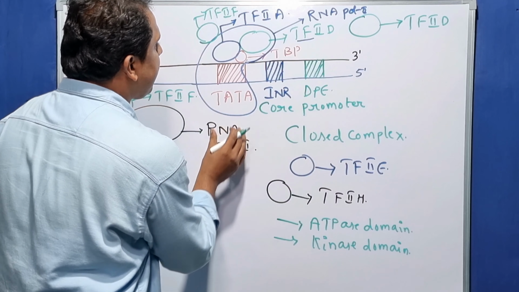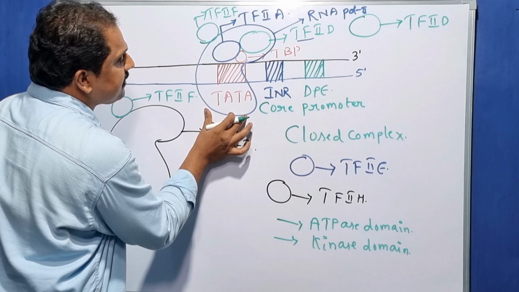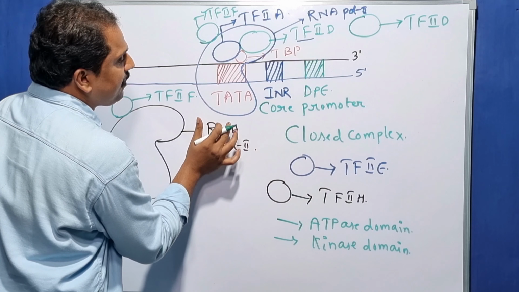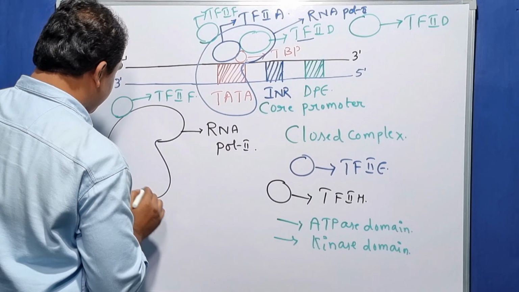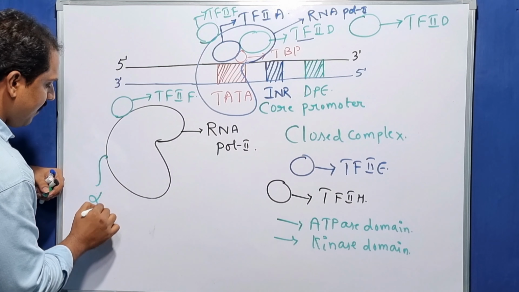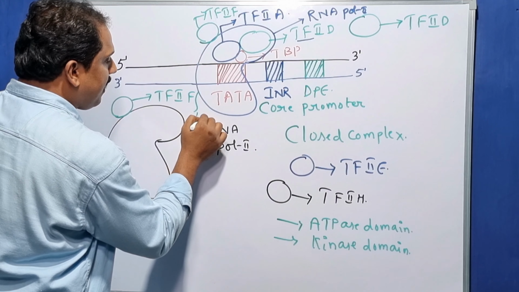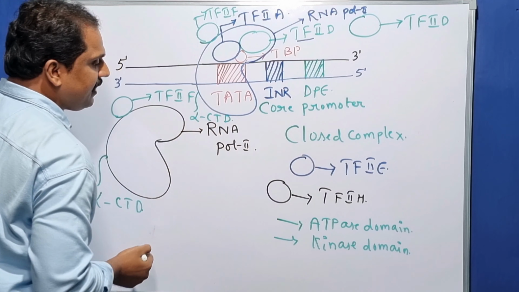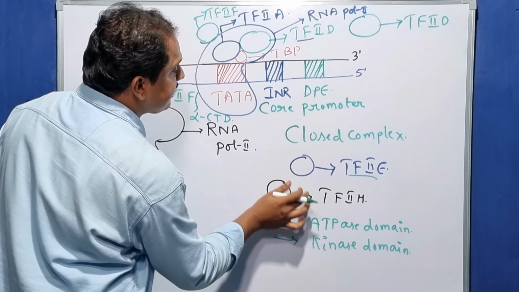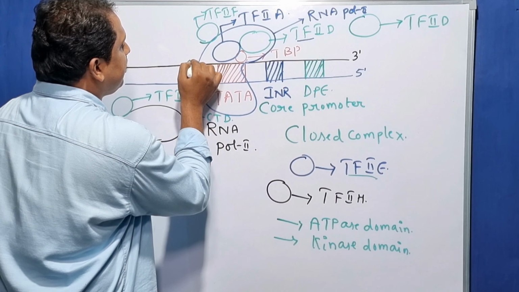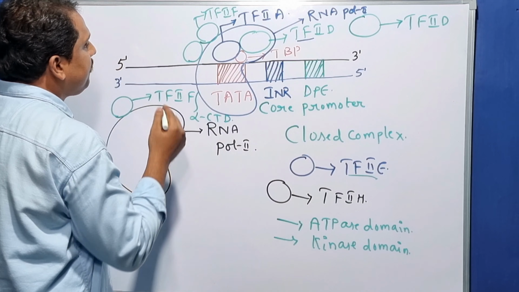So here the RNA polymerase II, which successfully recruits to the promoter region, consists of a specific domain at the C terminus, and it is nothing but the alpha C terminal domain. So here it is the alpha C terminal domain. So here in the presence of TF2E, the specific TF2H successfully recruits to the promoter region. So let us assume it as the TF2H.